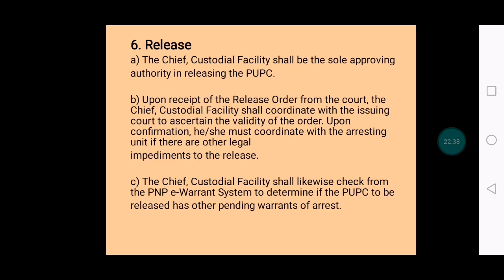Number 6 is release. The chief custodial facility shall be the sole approving authority in releasing the PUPC. Upon receipt of the release order from the court, the chief custodial facility shall coordinate with the issuing court to ascertain the validity of the order. Upon confirmation, she must coordinate with the arresting unit if there are other legal impediments to the release. The chief custodial facility shall likewise check from the PNP e-warrant system to determine if the PUPC to be released has other pending warrants of arrest.